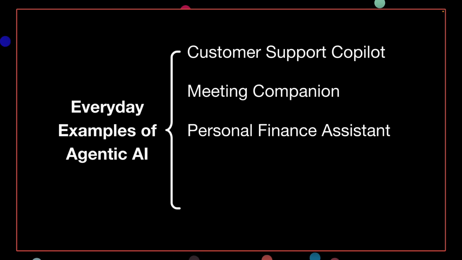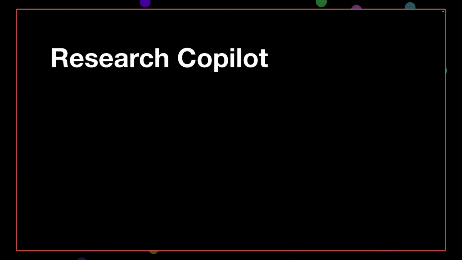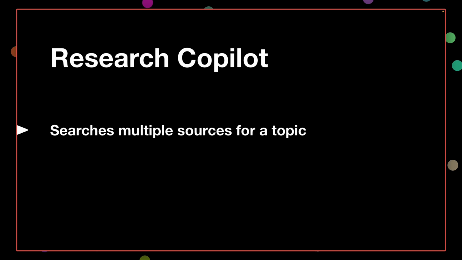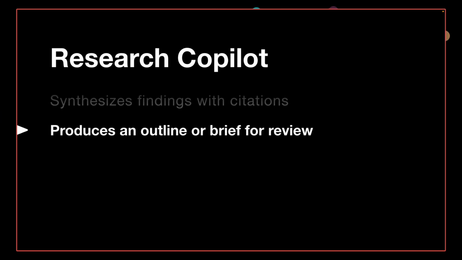For researchers, as well as people who are working in the knowledge domain, an AI copilot can help them search multiple sources, synthesize the findings with citations, and even produce structured outlines or briefs, which transforms hours of searching and note taking into actionable insights within a matter of a few minutes.